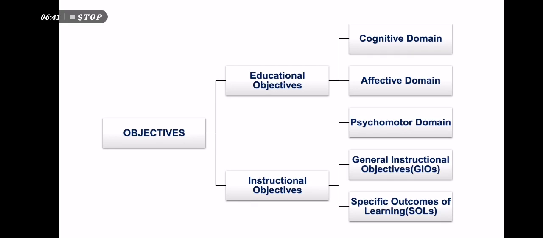Objectives may be classified into two types: educational objectives, that is Bloom's taxonomy, and instructional objectives. Educational objectives are in three modes in which people function. These are called domains. They are cognitive domain, affective domain, psychomotor domain. Then instructional objectives consist of general instructional objectives, that is GIOs, and specific outcomes of learning, that means SOLs.